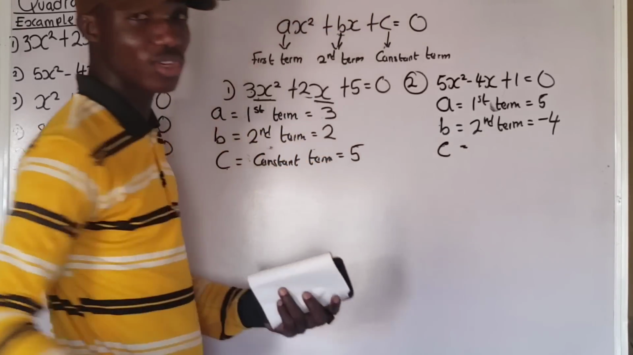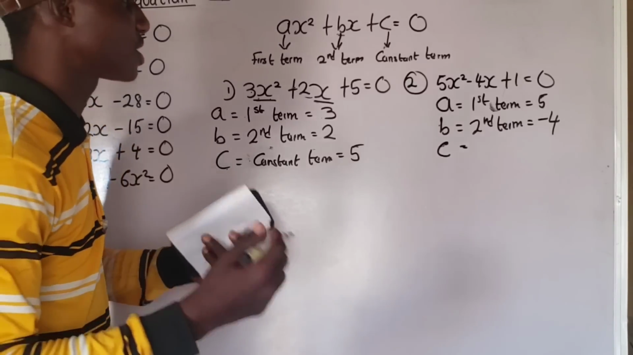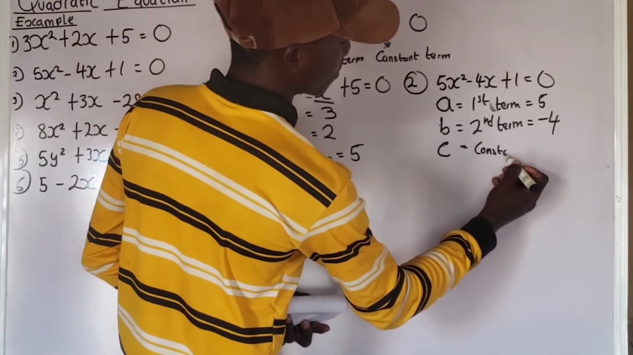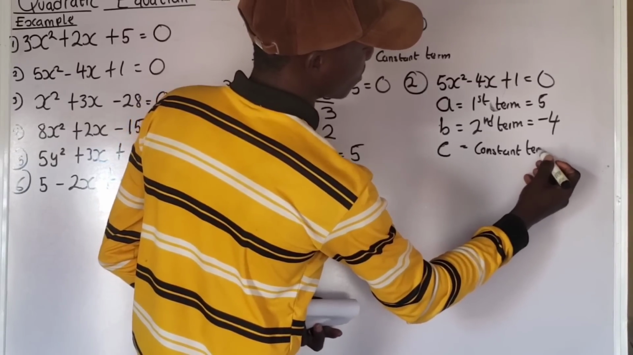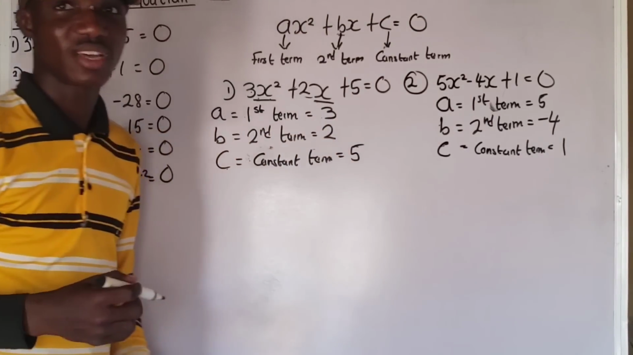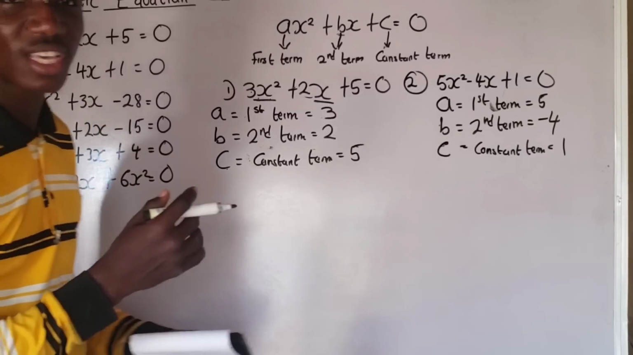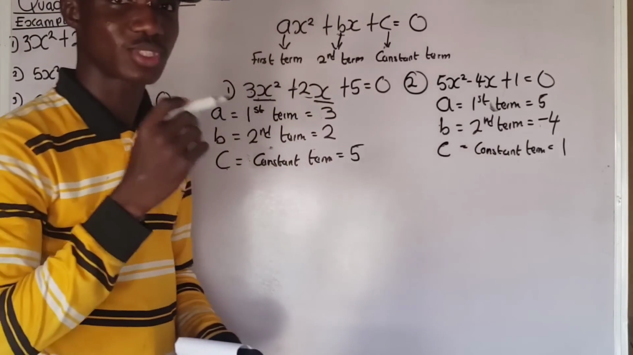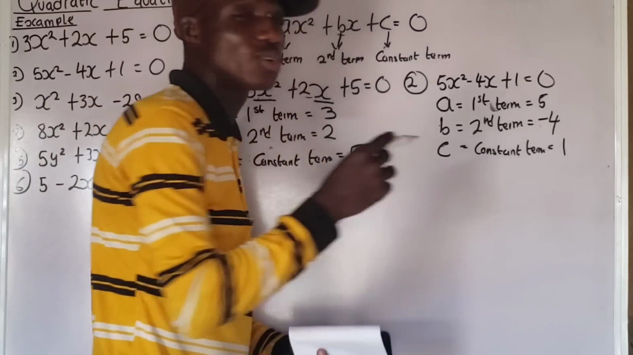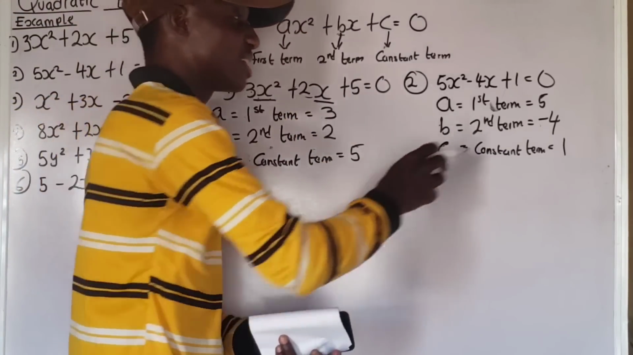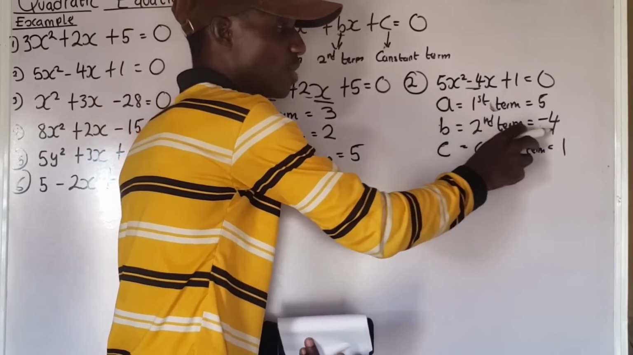constant term. The constant term is also known as the third term. You understand? So the constant term equals plus 1. That is 1. Do you understand? Now, I want to do something. Pay attention to this sign, okay? 5 is also known as positive 5. You understand? And 1 is also known as positive 1. But when it comes to negatives, you must indicate that there is a negative sign. That's why I have negative 4.